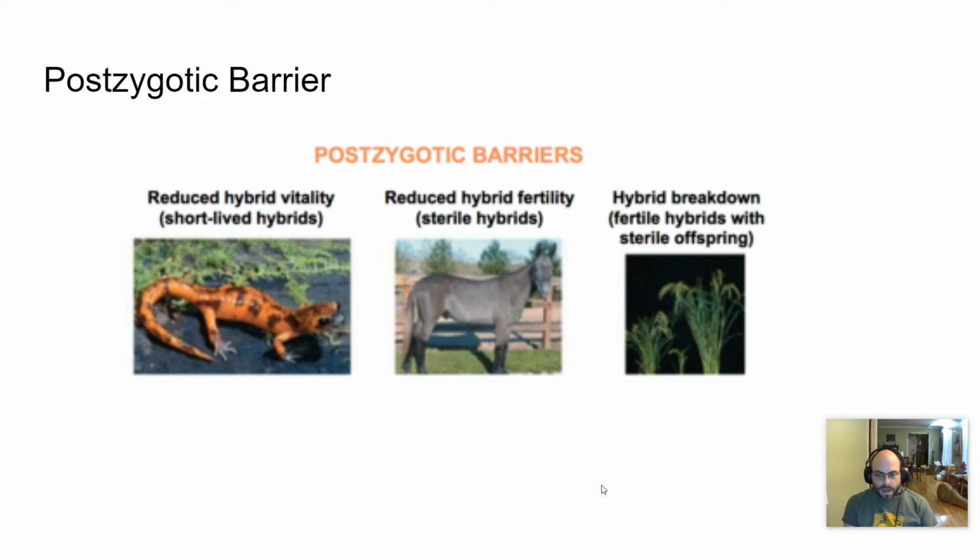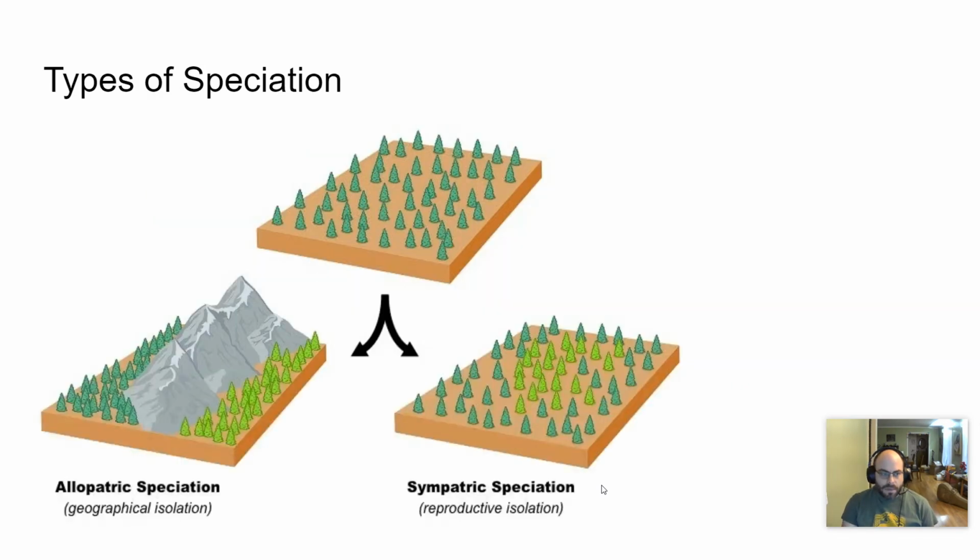And the last one is called hybrid breakdown, in which the first generation hybrids are fertile and are able to reproduce, but the second generations are not. And so basically, the fertility of the hybrid breaks down over time and is a barrier to those populations.